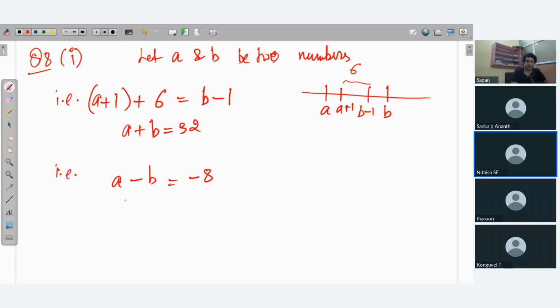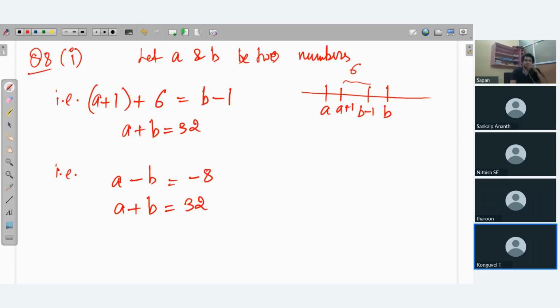A plus B is equal to 32. So that means A is equal to B plus... I found a simpler equation, sir. I did B minus 1 minus A plus 1 equals 6, right, sir? Yes, that's the same thing.